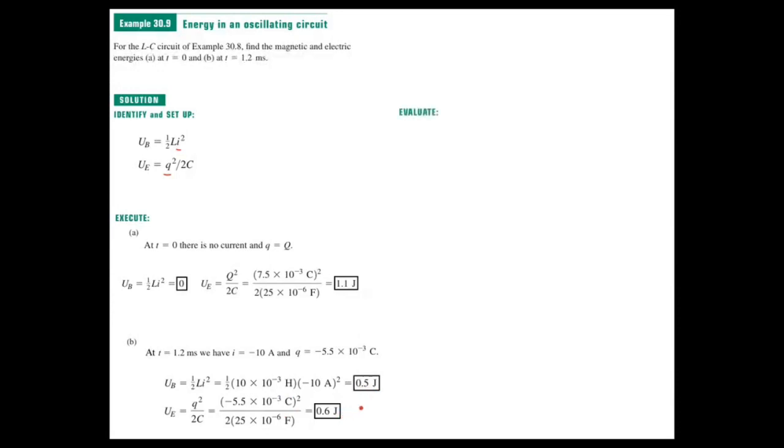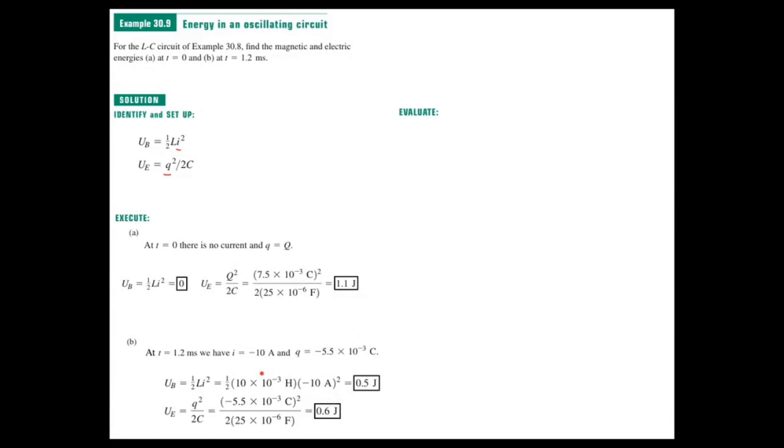The first thing I notice here is that 0.6 plus 0.5 joules is equal to 1.1 joules, and so the total energy of the circuit at 1.2 milliseconds is the same as it was at t equals 0. And this has to be true because there's no resistor in the circuit, so there's no dissipation, and hence there's no way for energy to get out of the circuit.